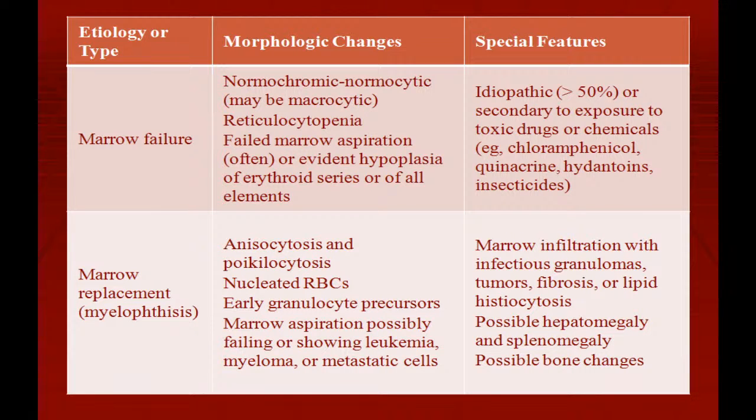Also, we should remember about marrow replacement, which we also call myelophthisis. What is it? We see marrow infiltration with infectious granulomas, tumors, fibrosis, or lipid histiocytosis. So we may see hepatomegaly and splenomegaly in this patient, and sometimes possible bone changes. And in CBC, anisocytosis and poikilocytosis, also nucleated red blood cells, early granulocyte precursors, and bone marrow aspiration may show underlying diseases like leukemias or myeloma or metastatic cells.